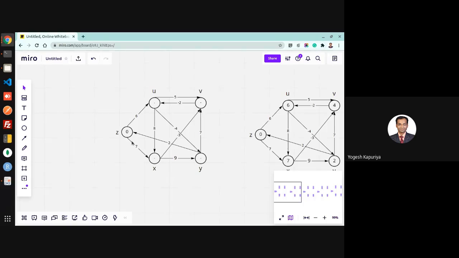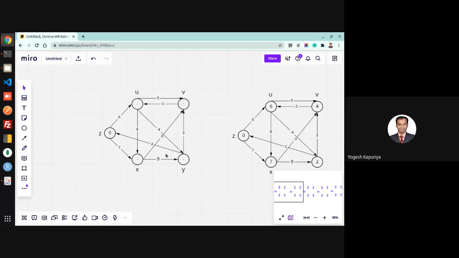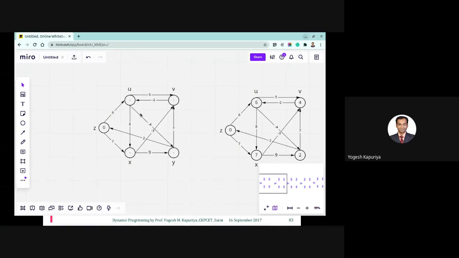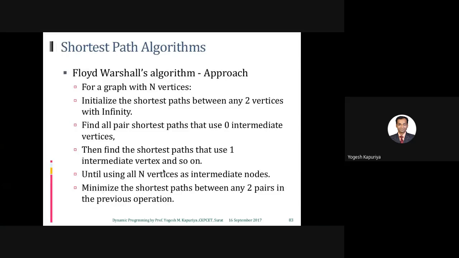But when it comes to z and y, z to y, I am saying z to y because it is a directed graph, so direction is important. When I say z to y, then you have one intermediate vertex between them, that is x. So the Floyd-Warshall approach will first find the shortest distance between zero adjacent pairs, so for every pair which has no intermediate vertex.